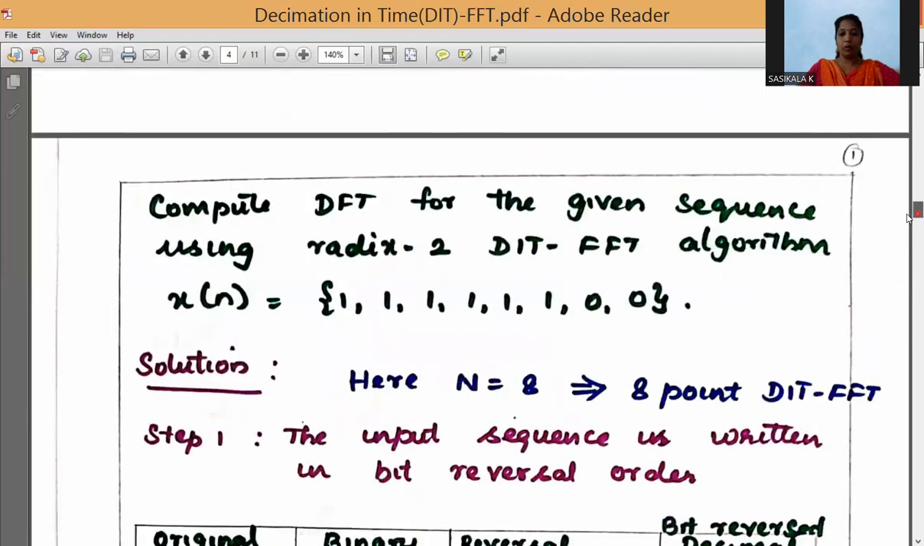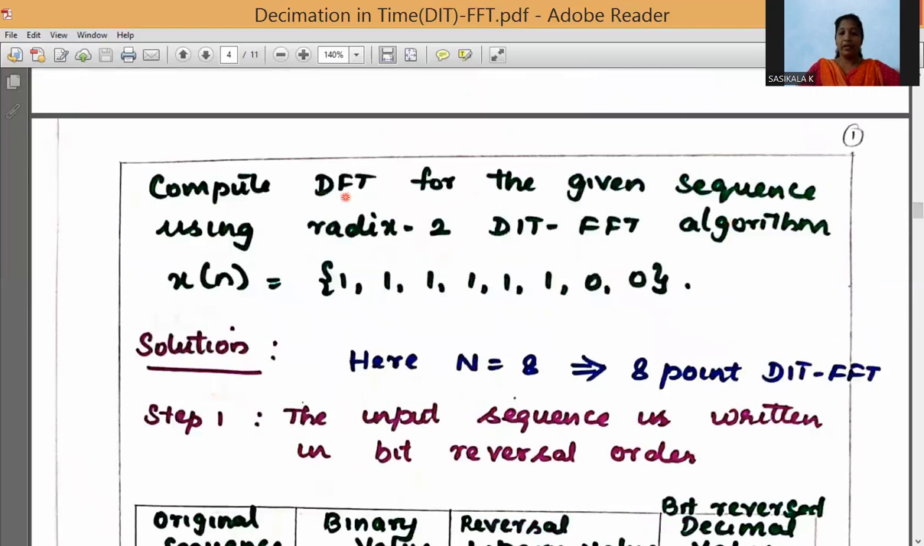Now we'll go to the problem. Compute DFT for the given sequence using radix-2 DIT FFT algorithm. x(n) = 1, 1, 1, 1, 1, 1, 0, 0. So here, how many values are there? I have 8 values, so this is an 8-point DFT. Since I have 8 numbers, it is an 8-point DIT FFT.